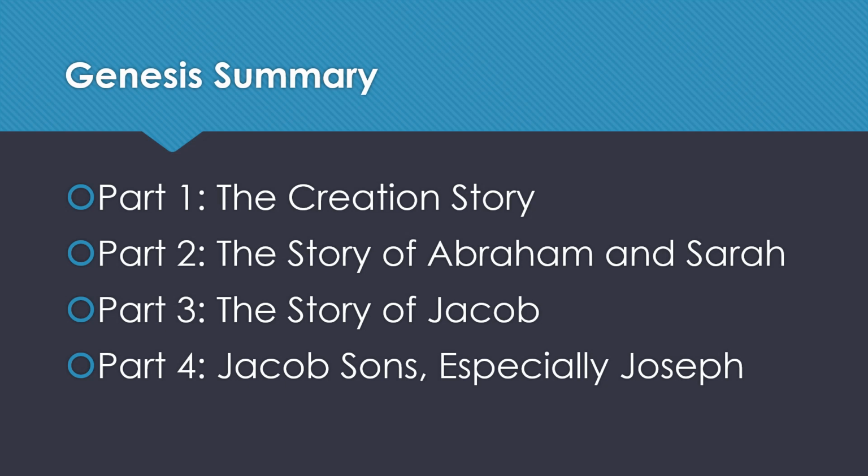God makes a promise with them that they will be fruitful and multiply, that all of us as Christians, we believe that we are all descendants of Abraham and Sarah, and that all started in part 2 of Genesis, chapters 11 through about 25.